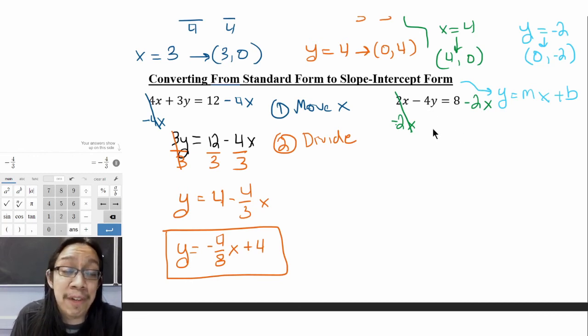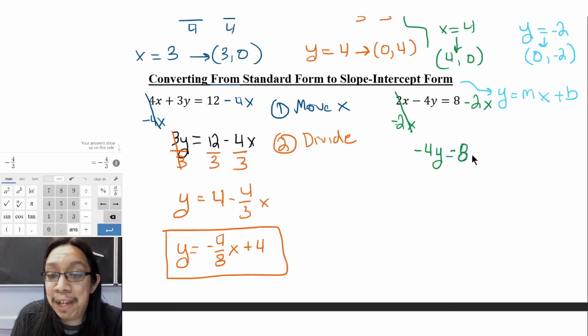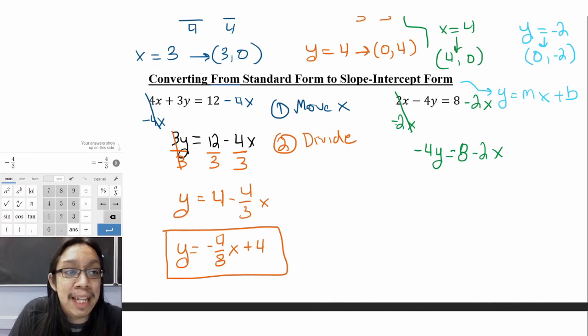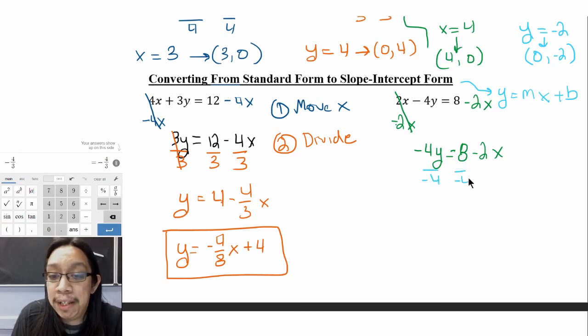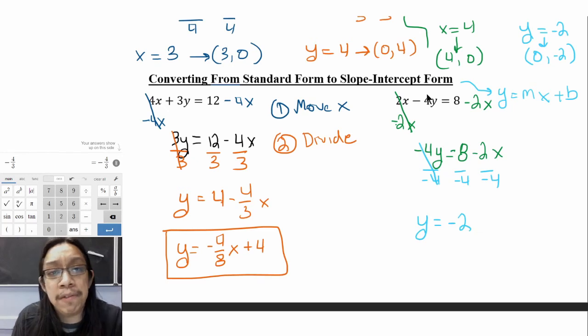One thing that you have to be very careful about is that when you bring down this 4y, you also bring down the minus sign with it. It's negative 4y. On the other side, we have 8 minus 2x. Now we're only one step away, because now all we have to do is make sure that we divide everything by negative 4. So we're going to divide this by negative 4 and divide this by negative 4. So what happens? Well, this crosses out. We're left with y is equal to 8 divided by negative 4, which is negative 2. And here we have negative 2 divided by negative 4.